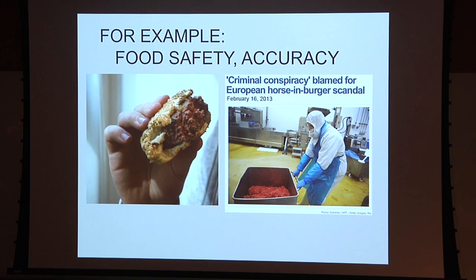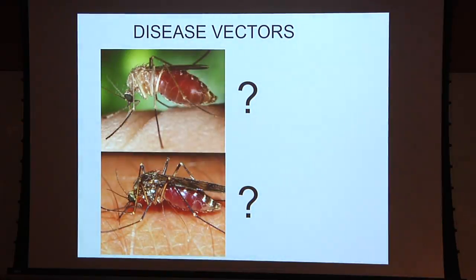and figure out what it is you're actually eating. For disease vectors, this has a lot of applications. These are 2 species of mosquitoes that live in New York City. One of them is a vector for West Nile virus, the encephalitis virus, and one of them is not.